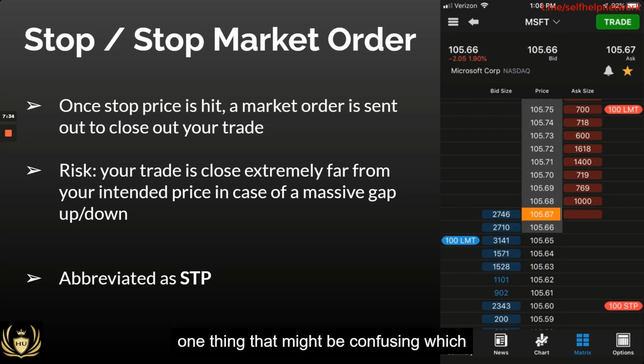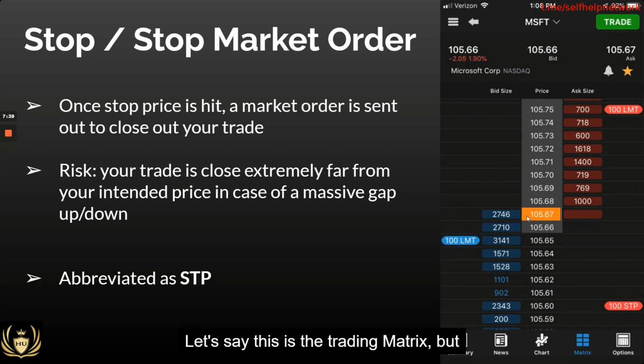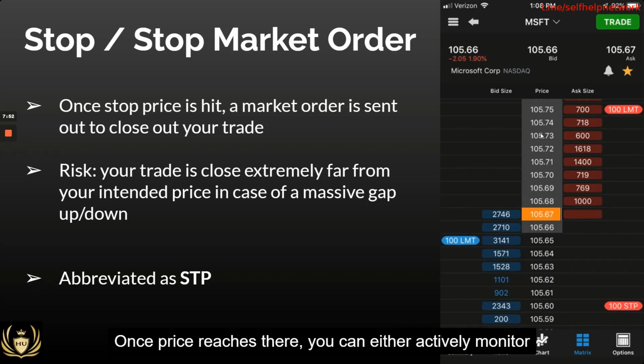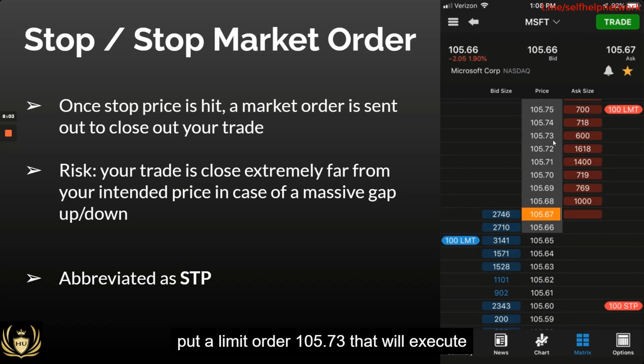One thing that might be confusing, which I will point out because it comes in again and again. Let's say this is the trading matrix, but you want to buy once price reaches, let's say 105.73. So how will you buy once price reaches there? You can either actively monitor the market, or if you want to place an order, you can't place a limit order because that will execute right. If you put a limit order 105.73, that will execute right away at 105.67. Why? Because you're buying at a lesser price. The limit order is doing its job.